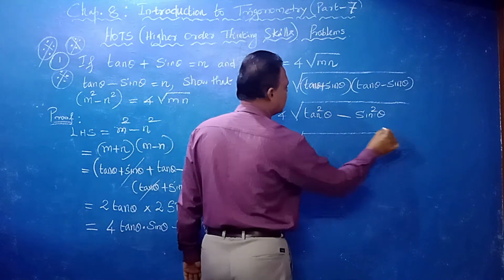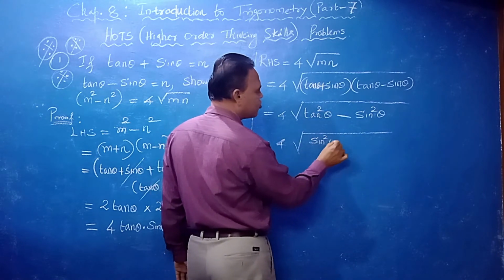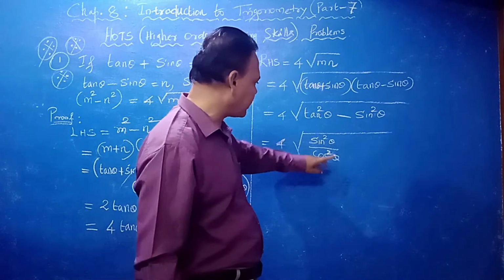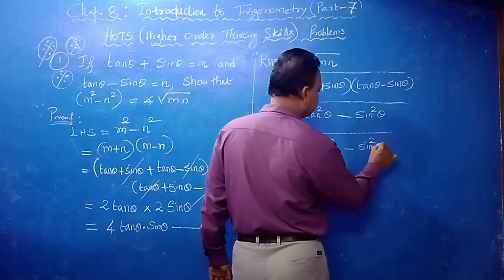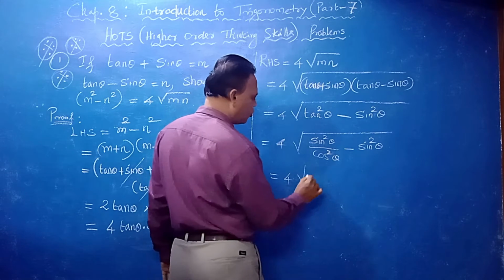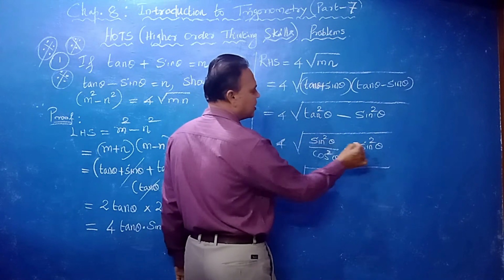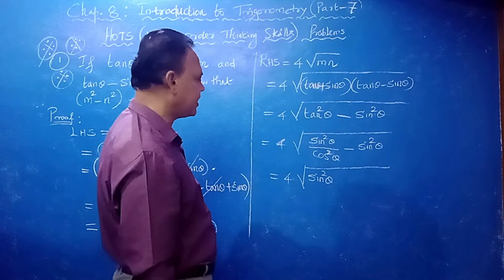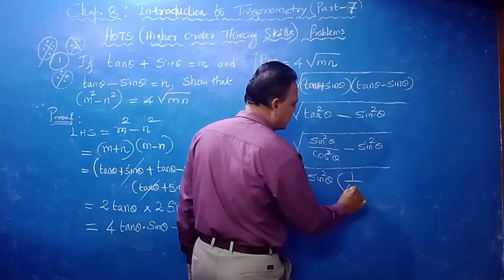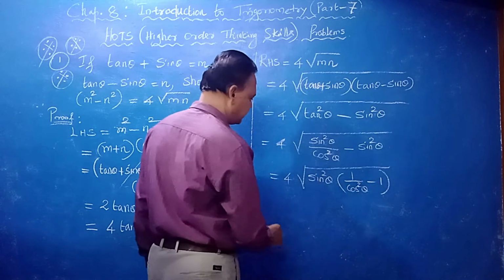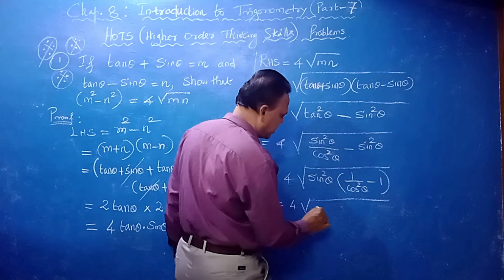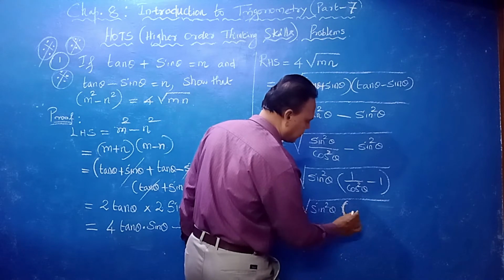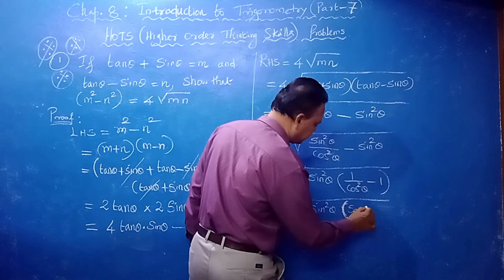Next I am going to change tan into sin by cos. So sin squared theta by cos squared theta. Actually tan theta is sin theta by cos theta; square there means you write the square for both numerator and denominator. Minus sin squared theta. Under the root, sin squared theta is common. Taking sin squared theta common, we get 1 by cos squared theta minus 1, that is sin squared theta into (secant squared theta minus 1), since 1 by cos means secant.